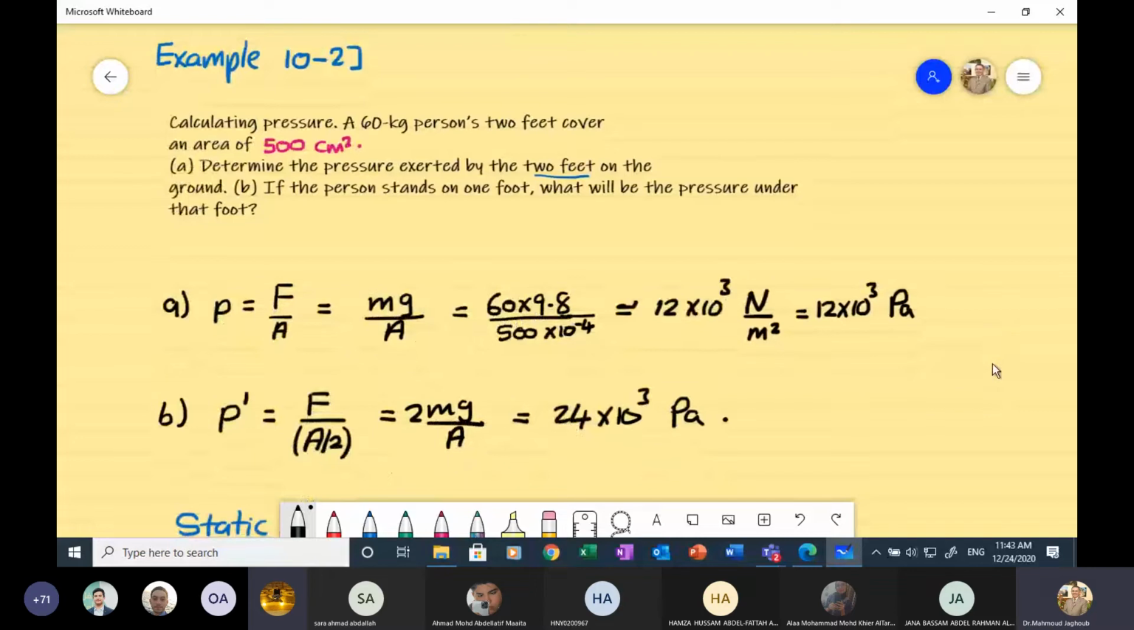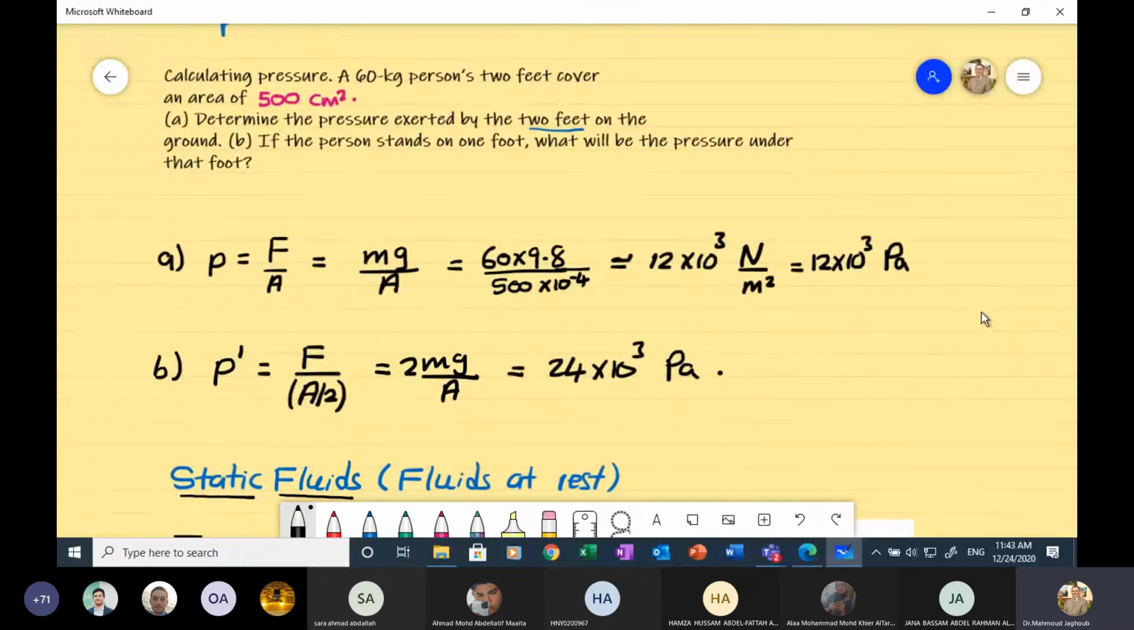Let's see an example. Calculating pressure. We have a 60 kilogram person whose 2 feet cover an area of 500 centimeters squared. Okay, the part of the foot that is in contact with the ground has an area of 500 centimeters squared for both feet. Determine the pressure exerted by the 2 feet on the ground.